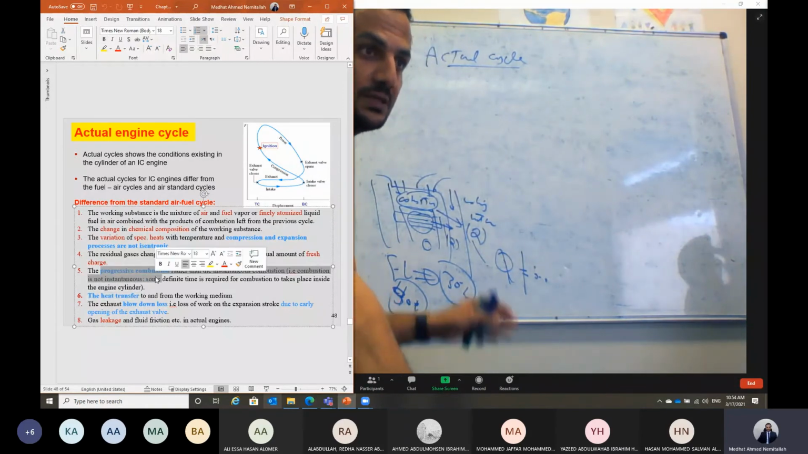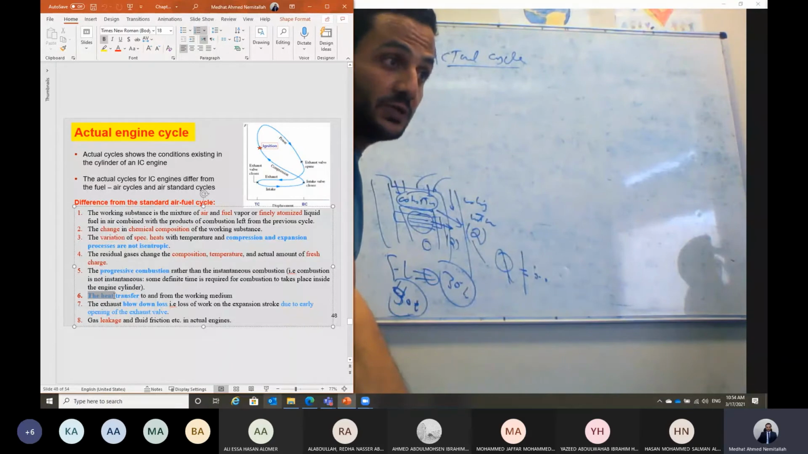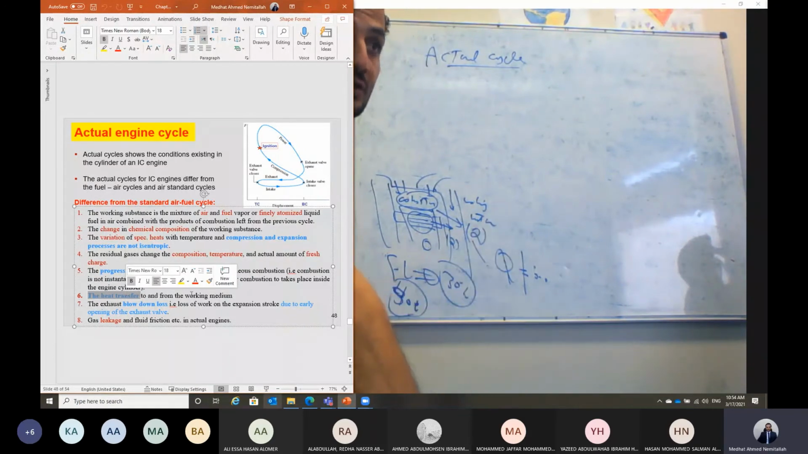Combustion does not take place instantaneously. As you can see, the combustion is progressive combustion. So the maximum cycle pressure will not be attained at the top dead center. The processes are not adiabatic, so we should have some heat losses.